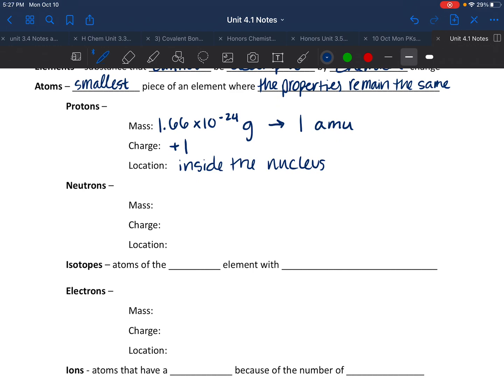Then we have our neutrons. They have the exact same mass, so they also weigh 1.66 times 10 to the negative 24th grams, but we know that as 1 AMU now, so protons and neutrons weigh the same. How they differ is their charge. Neutrons don't have a charge to them. That's why they're called neutrons. They're neutral. They are also located inside the nucleus.